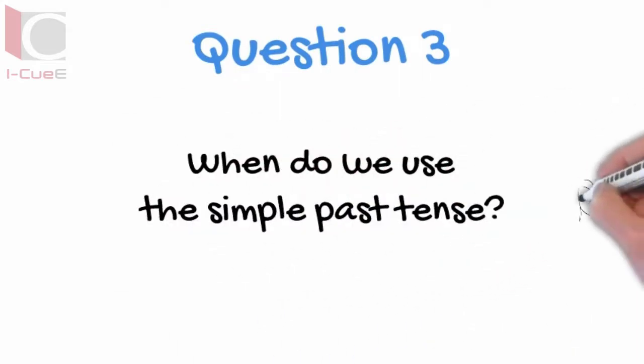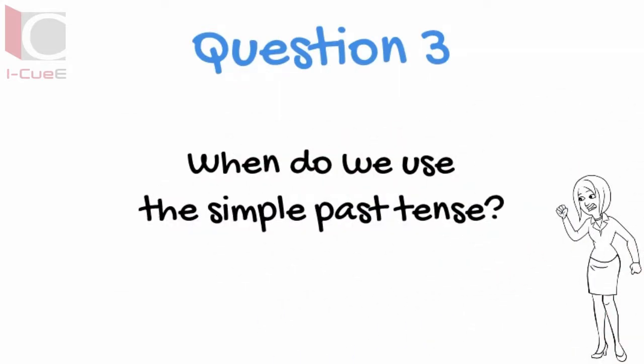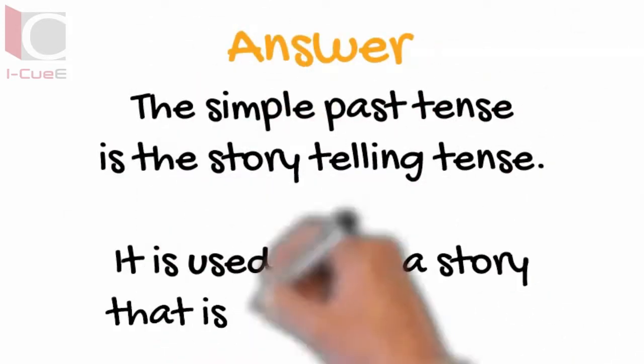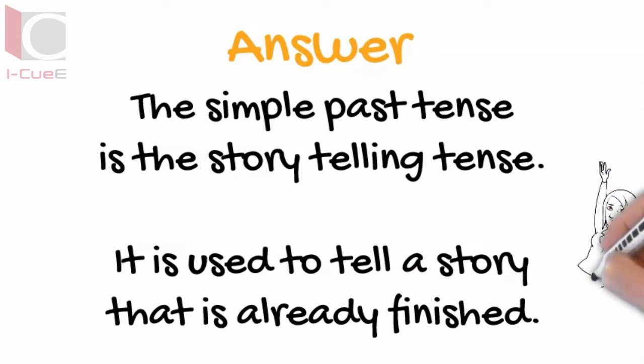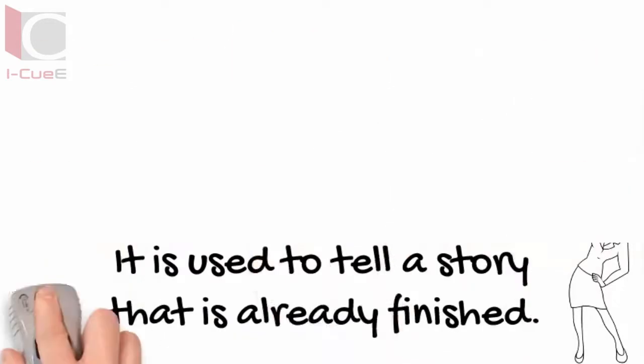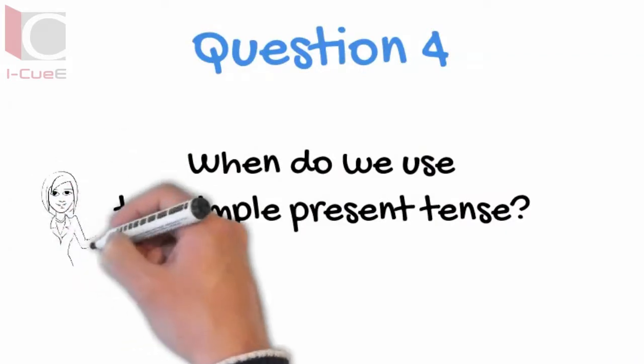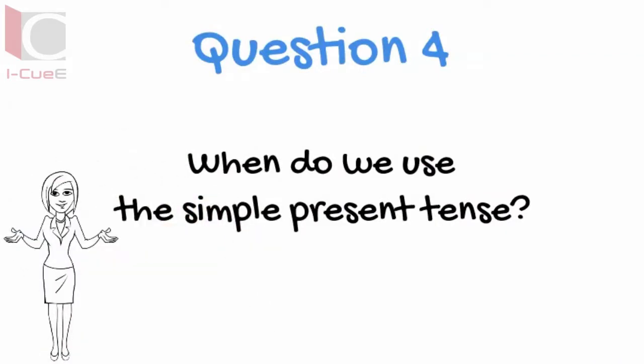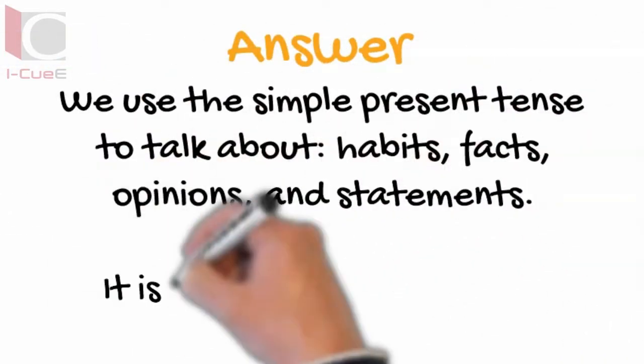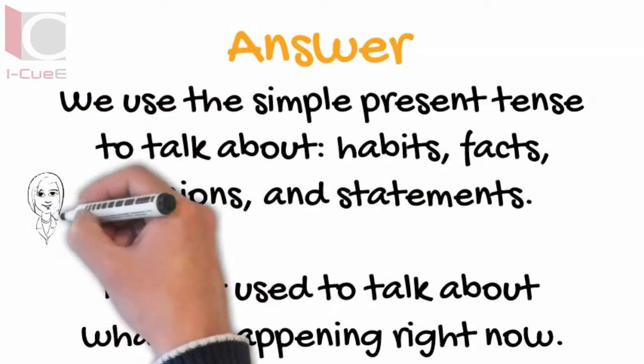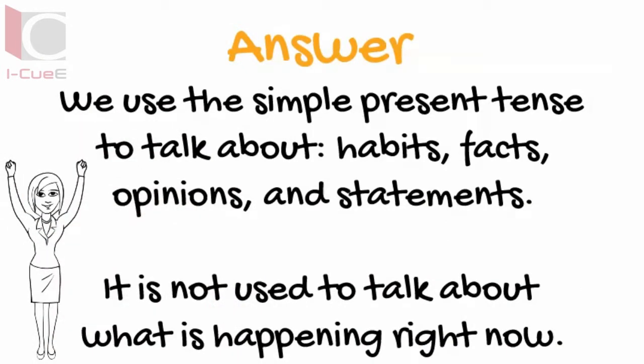When do we use the simple past tense? The simple past tense is the storytelling tense. It is used to tell a story that is already finished. When do we use the simple present tense? We use the simple present tense to talk about habits, facts, opinions, and statements. It is not used to talk about what is happening right now.